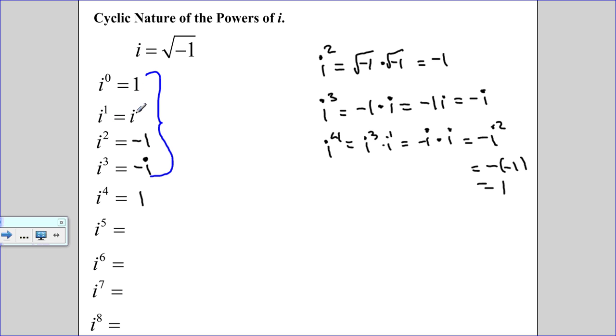It goes 1, i, negative 1, negative i, and then it's going to repeat: 1, i, negative 1, negative i, and then 1 again. So the cycle repeats for the powers of i. And it repeats for every 4 integers of the exponent.